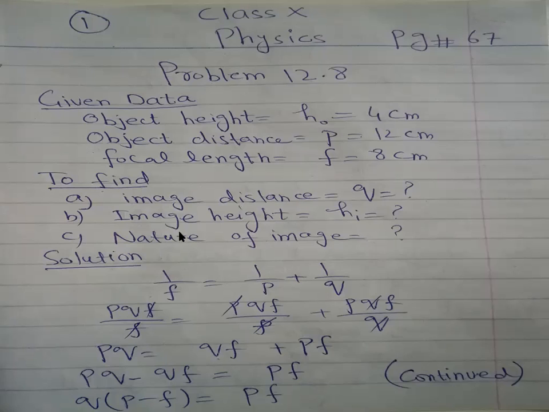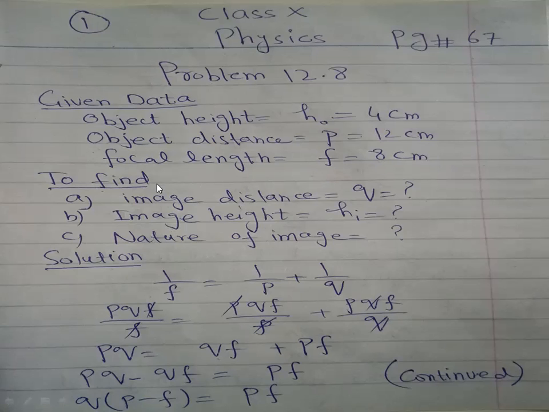First of all, I will write the given data. Object height is noted with HO, which is given as 4 centimeters, and the object distance is noted with small p, which is given as 12 centimeters. Similarly, the focal length of the convex lens is given as 8 centimeters. Since it is not a mirror, it is a lens, in case of a convex lens the focal length will be positive.